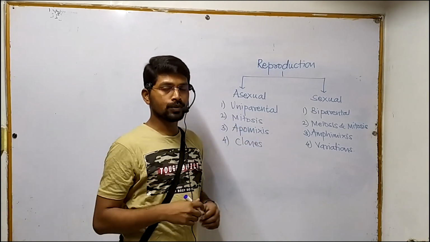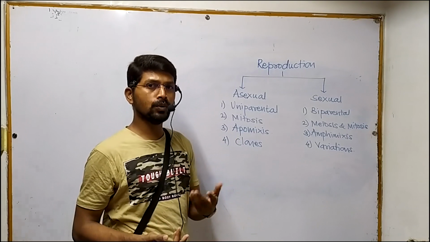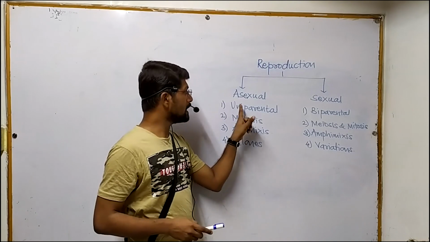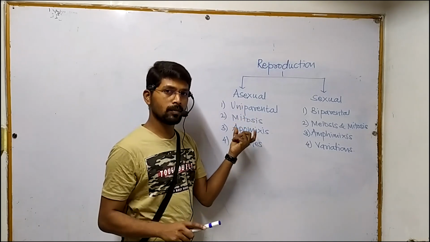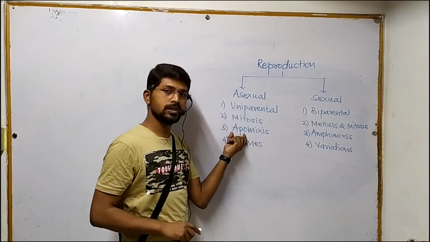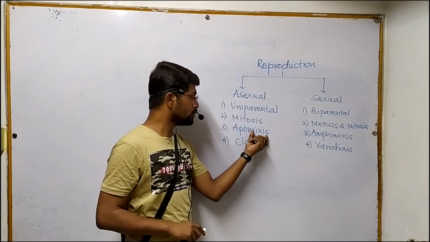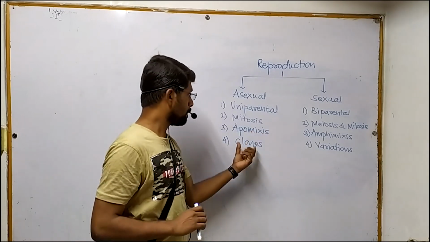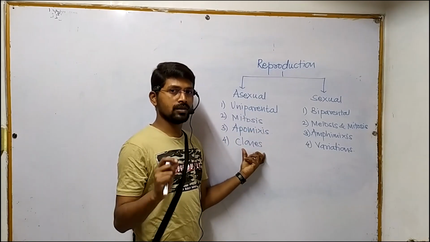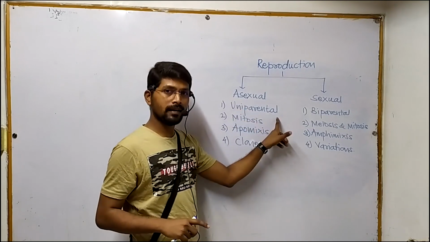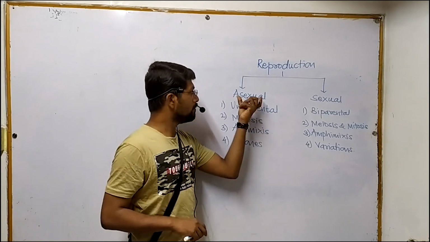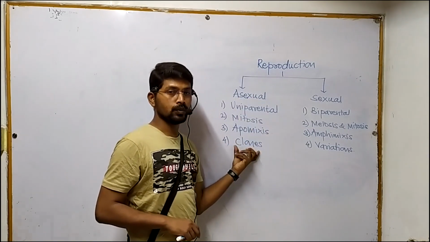Gametes are not formed, so there is no occurrence of fertilization, and therefore the new individual is formed from a single parent without the formation and fusion of gametes. The process is called apomixis. Apo means without, mixis means mixing or fusion, or you can call it fertilization. The newly formed individuals are exactly similar, or genetically identical, to the parental individual, and therefore they are called clones. So the outcome of asexual reproduction is called clones.